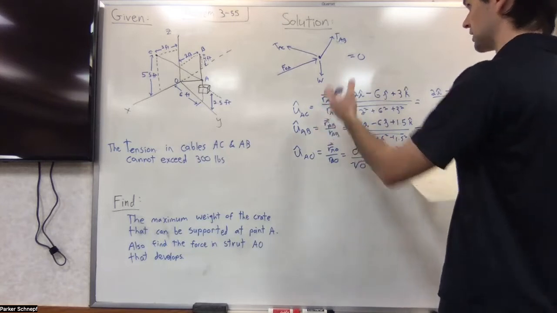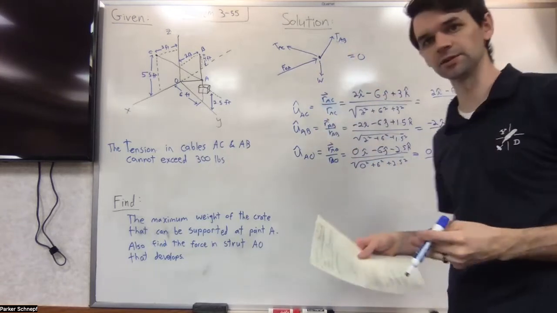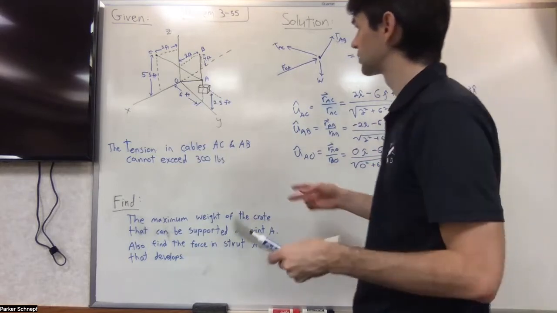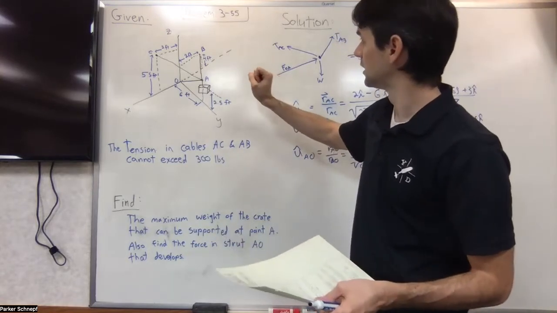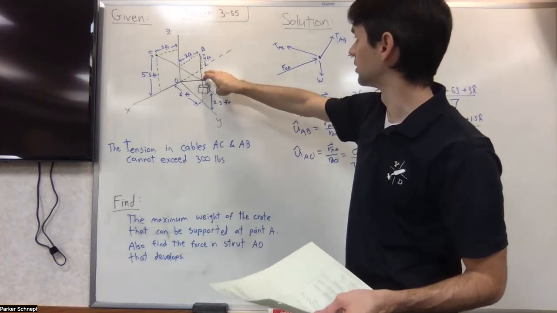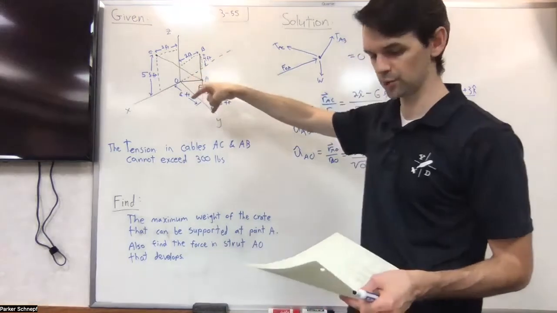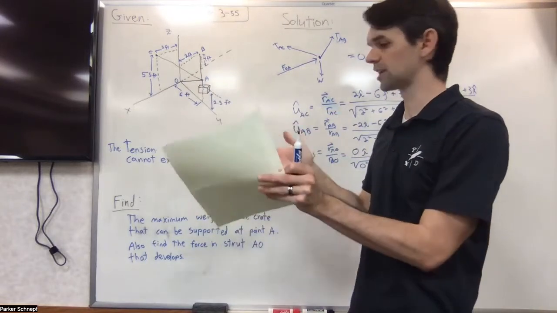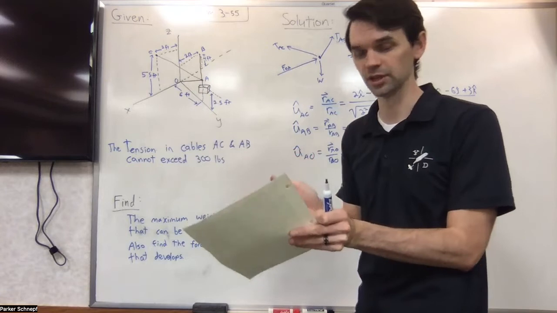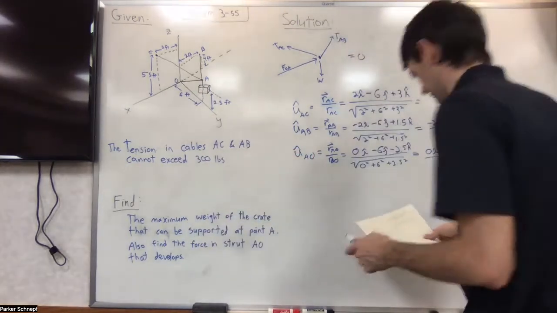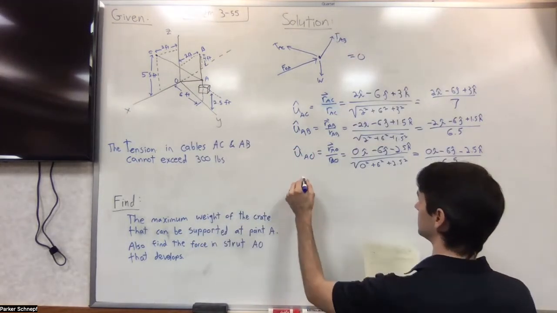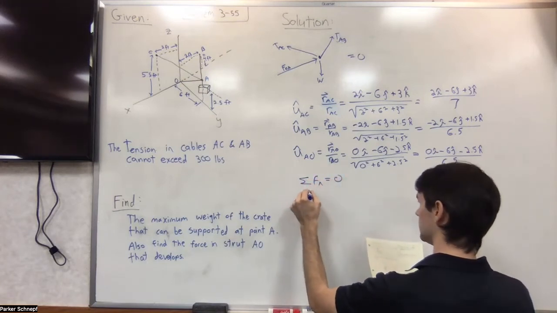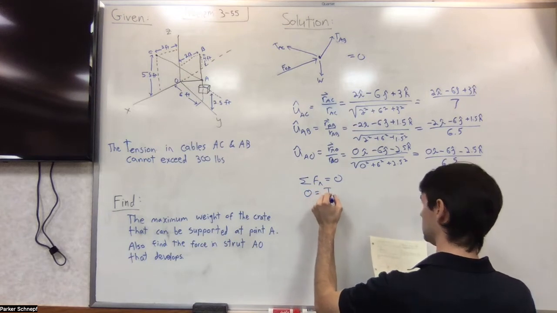Now that I have those, I can look at our main equations, or sum of forces in x and y. I'm going to start with sum of forces in x, and the reason is because x only includes our tensions. Everything else has no x component. So that lets me isolate the tension in those cables in relationship to each other. And so when I do that, sum of forces in x equals 0. 0 is going to equal TAC.